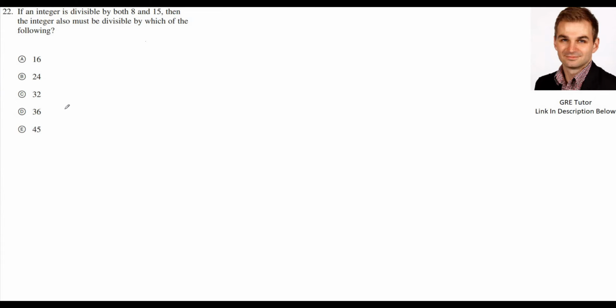Okay, so this problem says if an integer is divisible by both 8 and 15, then the integer must also be divisible by which of the following? Okay, so in order to solve this kind of problem, what you need to know is prime factorizations.